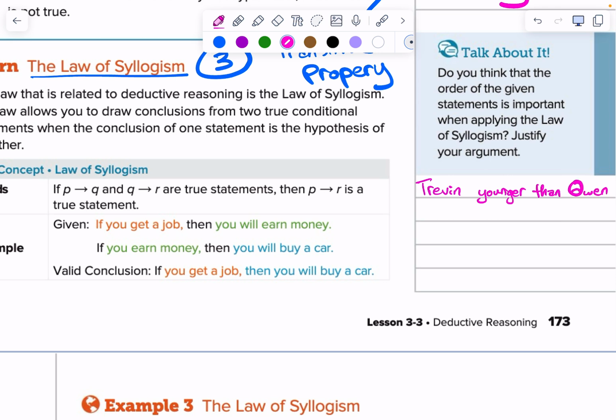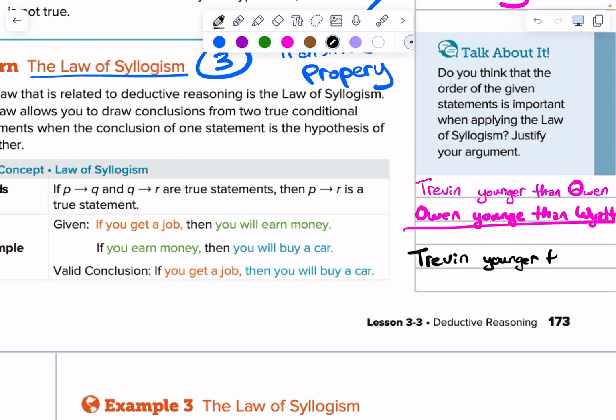Trevin is younger than Owen. Owen is younger than Wyatt. Conclusion? Trevin is younger than Wyatt. True? Can we say that? Yeah, Trevin is younger than Wyatt. Does that make sense?